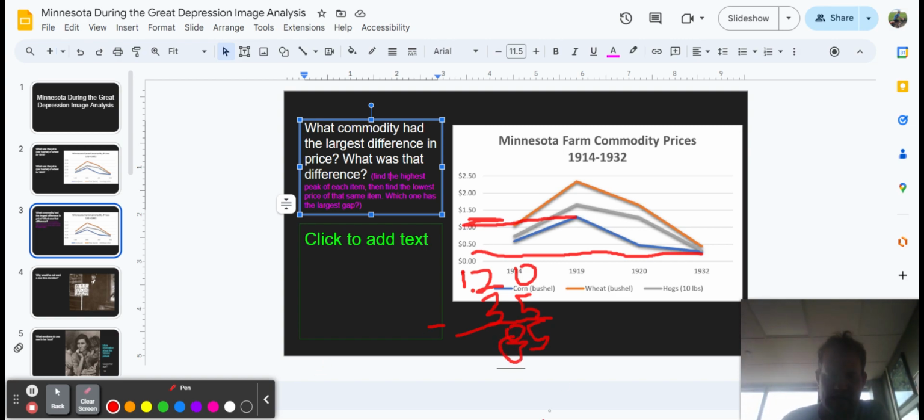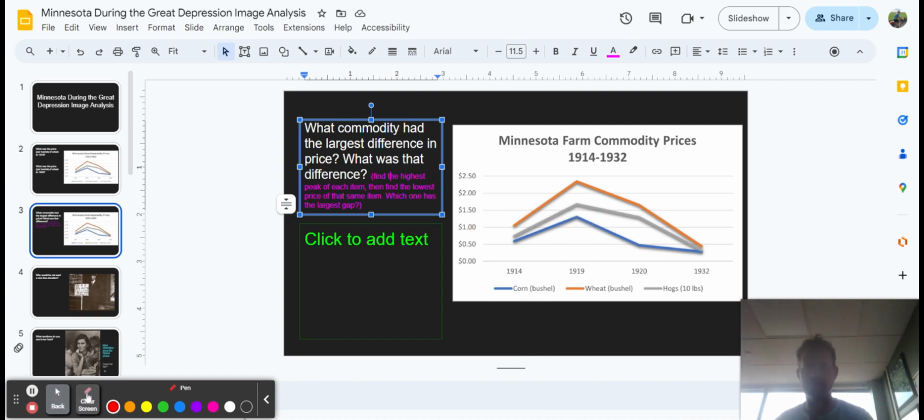That's quite a great handwriting here, but that shows you how to do it for the corn. So I know my corn value would be 0.85. Don't worry, I haven't forgotten about the bottom of the 8. There we go. Then I'll do the same thing for wheat and then for hogs, and I'll figure out which one of these numbers is the biggest. That will tell me which had the biggest drop.